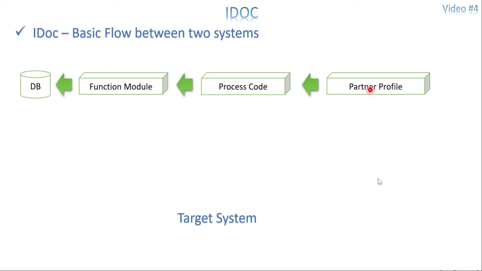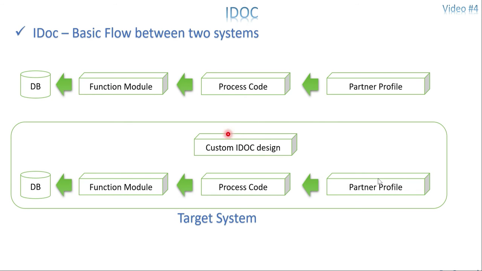In the target system, I have a partner profile. It has a process code. It has a function module. It will put the data into your database table. Okay, and there is no RFC in my target system for this scenario. Here also I need to have the same custom IDOC design. I'm going to use it with the same naming conventions. Then it automatically recognizes what this is, what kind of message type it is, what the fields are, and what values are to be added. So everything is recognized, and automatically with the help of the process code and function module coding, it will update the data in my target system. Okay, so this is the entire flow of your custom IDOC.